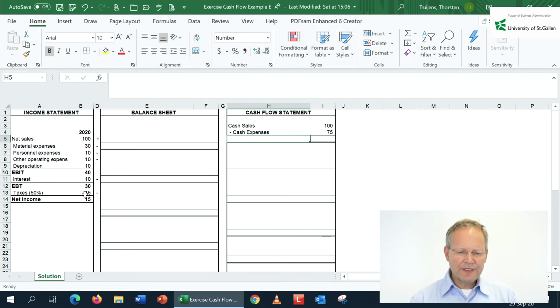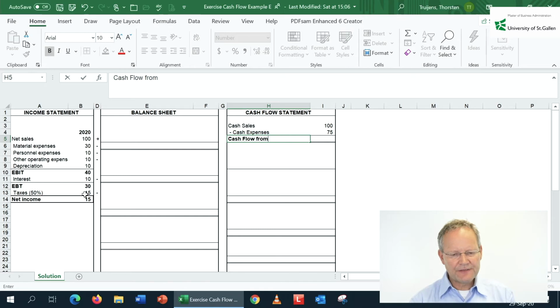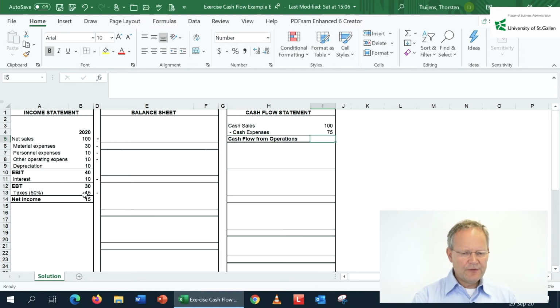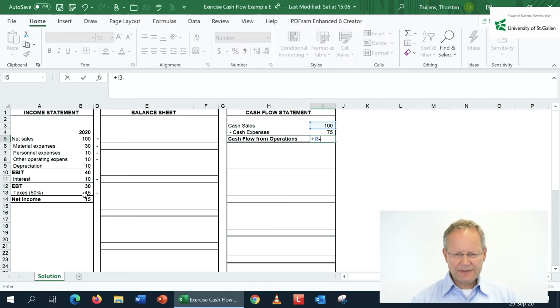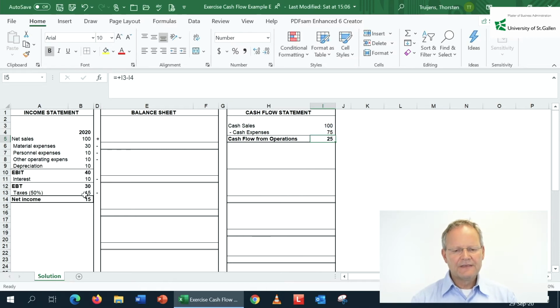Wherever we actually put a minus sign here, we now deduct this particular figure. And voila, we can now say how much money was actually left in this company from doing its business. And that's what we call cash flow from operations. So if you go in here, you can say 100 minus 75. This gives you 25. This is what people call cash flow from operations, the money left over from the operations.